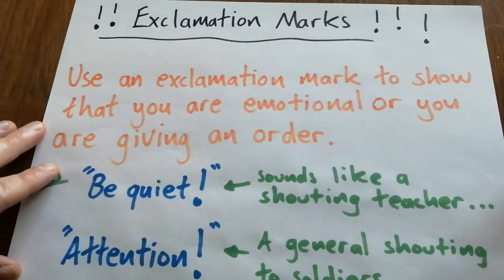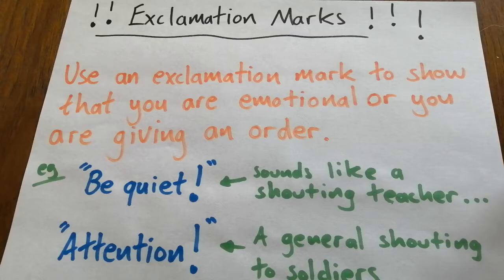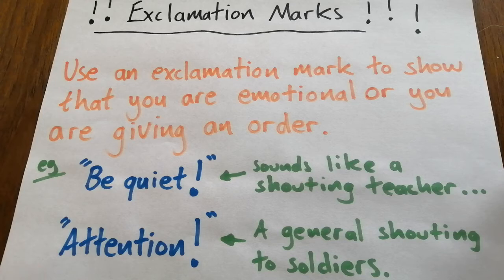You use an exclamation mark, which is a straight up and down line and a full stop at the bottom of it. So it's got a full stop built into it as well. And I always think of exclamation marks at the end of a shouty sentence. Let's see if I'm right. So you use an exclamation mark to show that you are emotional or you're giving an order. You could be happy or you could be sad.